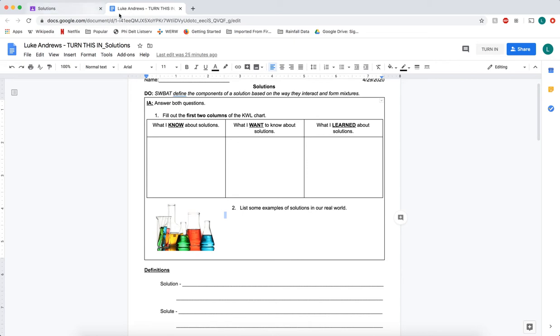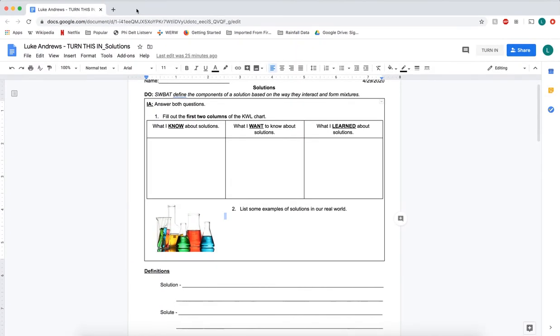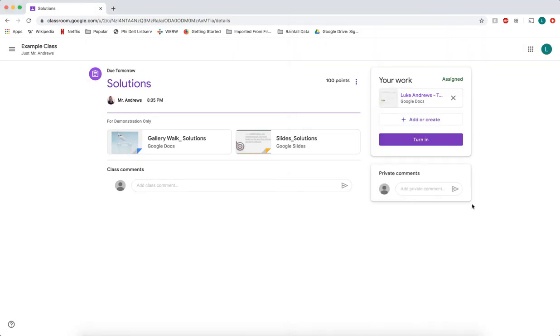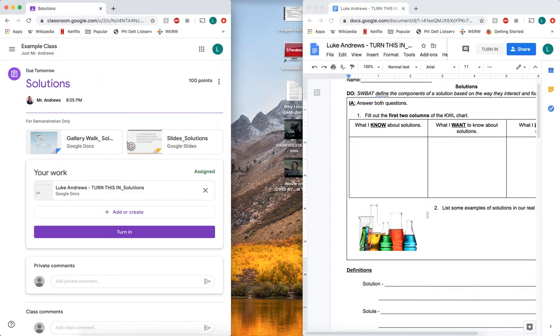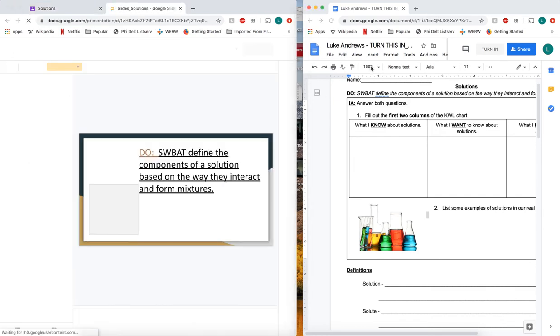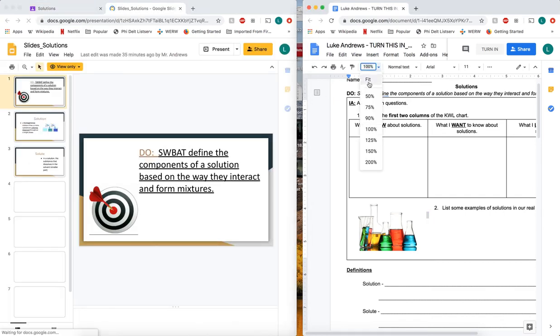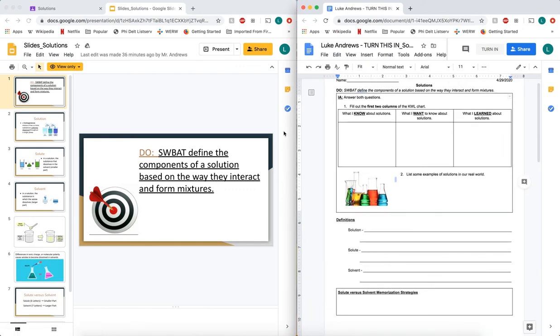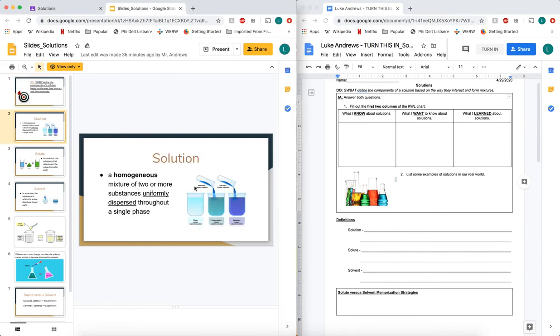So I am going to put this in a new window so that we can see this separately. There we go. And then I'm going to open up the slides. So we have our definitions of solutions. A solution is a homogeneous mixture, meaning it is uniformly dispersed.